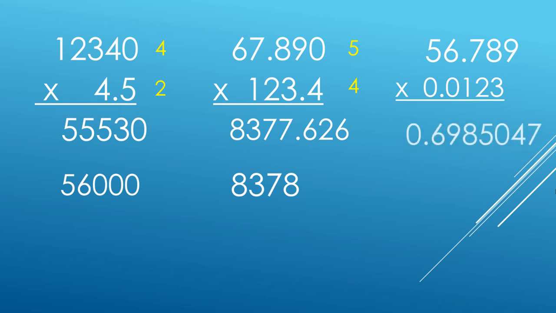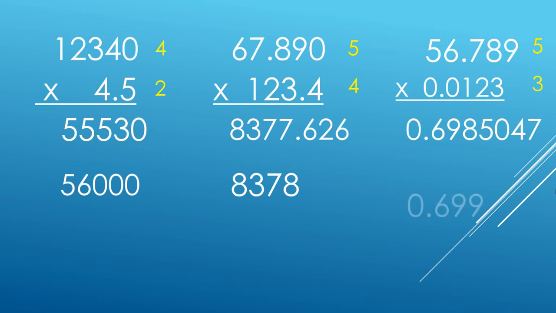Now this last one, when we multiply it out, we get 0.6985047. The first number has 5 significant figures, and the second number has 3. Remember, those zeros to the left of the first number are not significant. So we're going to round our number to 3 significant figures. So we're going to have 0.699 instead of 0.6985047.